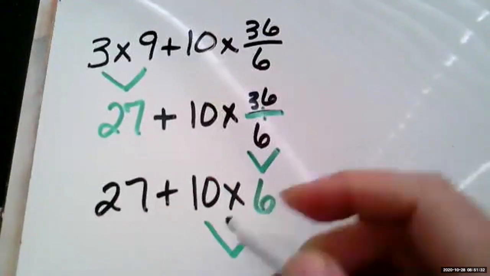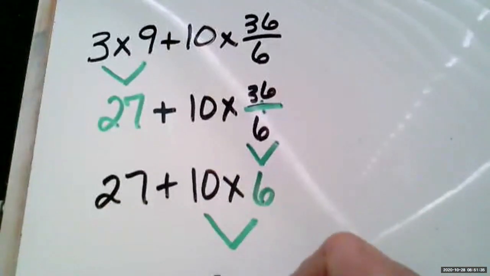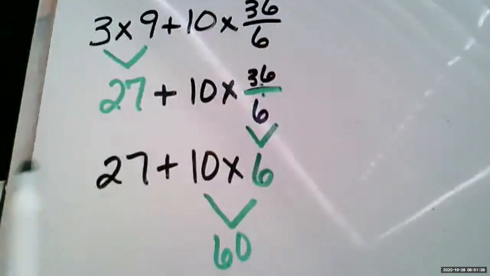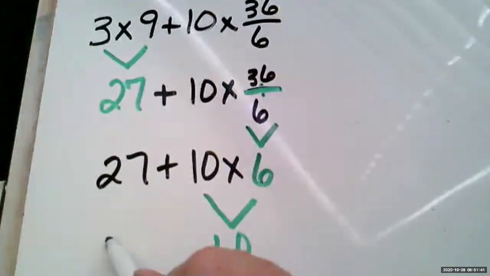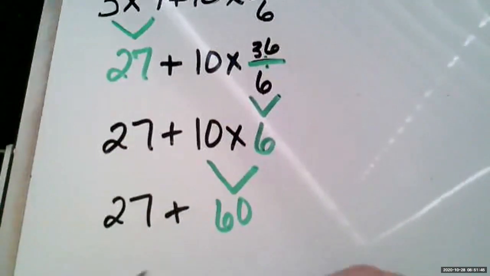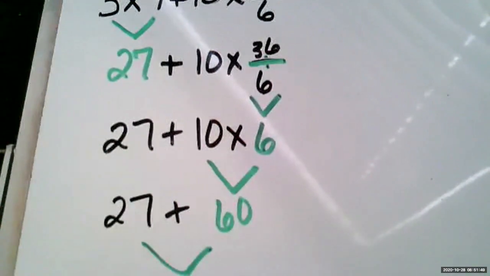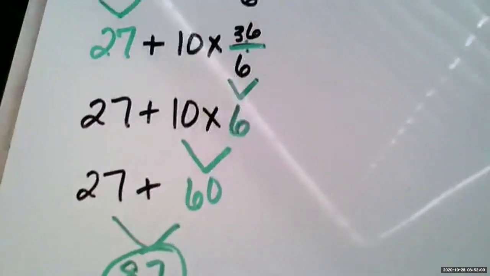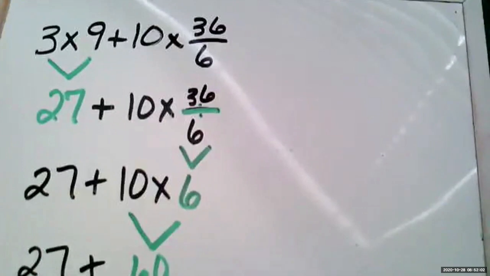Here we go. 10 times 6, multiplication. 10 times 6 is indeed 60. And if you bring down the part you still have not used yet, 27 plus 60, the last part of our problem, this is the last thing, and then you have 87 total. 27 plus 60 is 87. There we go.